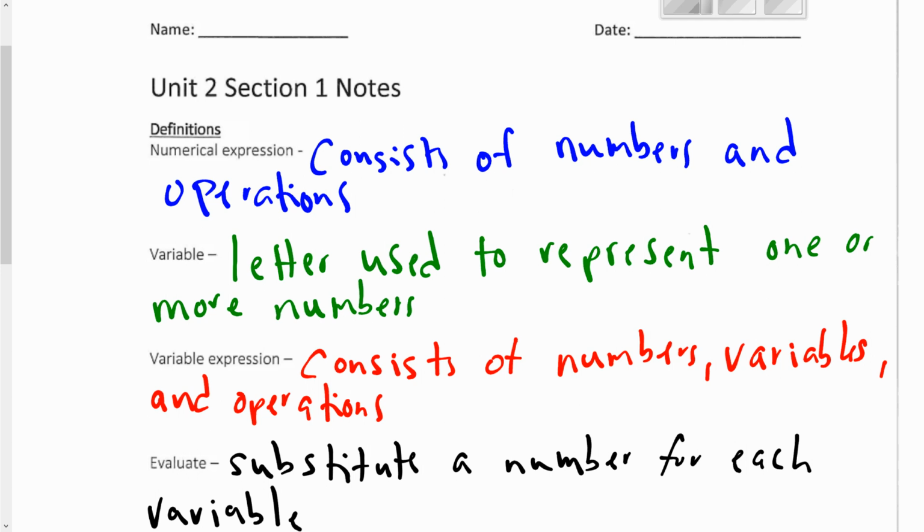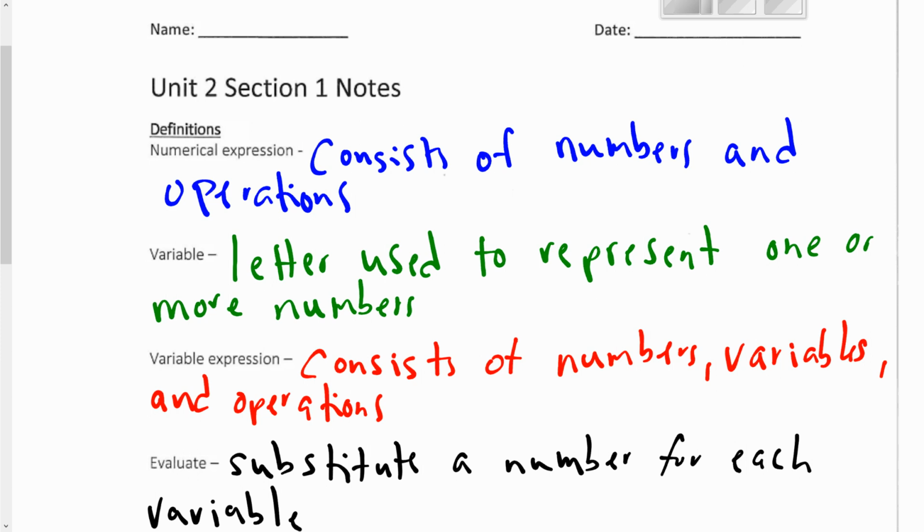All right, in Unit 2, Section 1, we are talking about variable expressions. We're going to look at how to define them, how to evaluate a variable expression, and then how to write a variable expression. At the end, we'll touch on some word problems that apply to it as well. But first, we need to define a couple things.